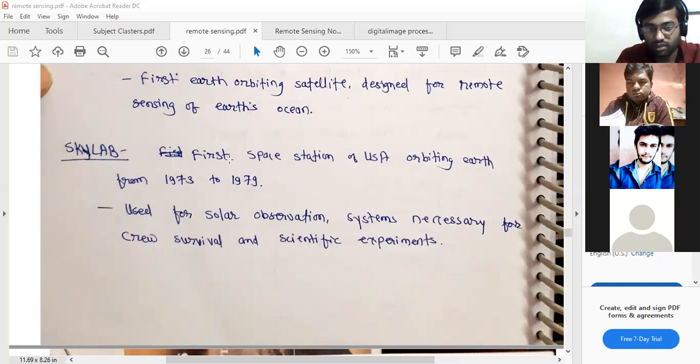Then we have Skylab, the first space station of the USA, orbiting Earth from 1973 to 1979. After that it fell down. Skylab was used for solar observation, systems necessary for crew survival and scientific experiments.